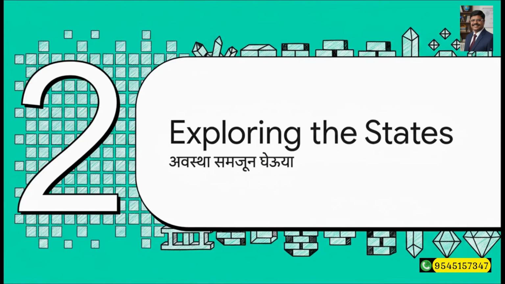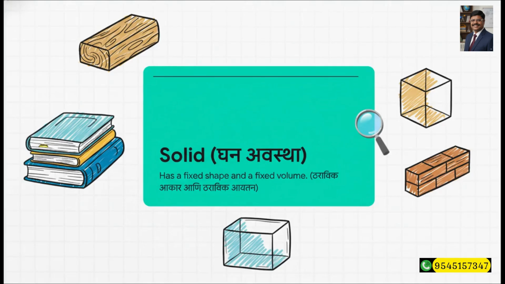All right, let's get into it, and we'll start with the one that's firm and steady, the solid state. So what makes something a solid? It really comes down to two key things. First, it has a fixed shape. Think about it. A book is always book-shaped, whether it's on your desk or in your backpack. Second, it has a fixed volume. That means it takes up the same amount of space no matter where you put it. The shape and the space it fills up, they just don't change.